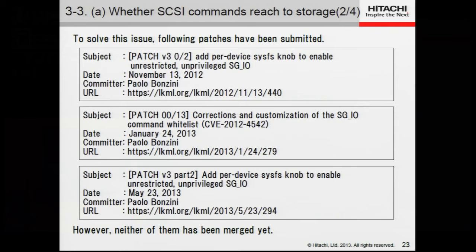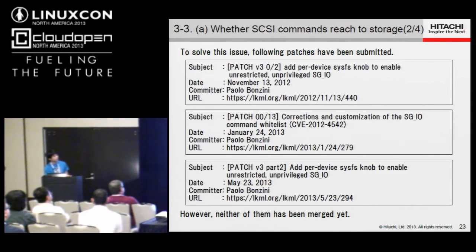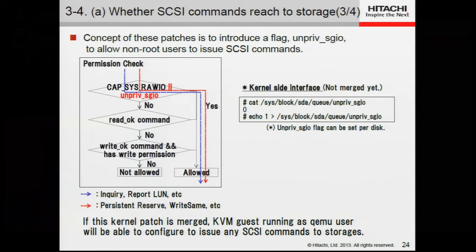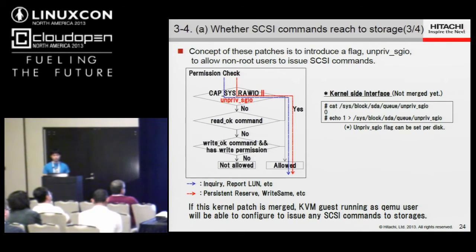To solve this issue, the following patches have been submitted by Mr. Paolo Bonzini since 2012. There have been many discussions about this topic. However, none of them has been merged yet. The concept of these patches is to introduce a flag, unprivileged SGIO, to allow non-root users to issue SCSI commands. The concept is very simple: if this flag is set, all SCSI commands can be issued to the storage. And this flag can be set per disk by using the sysfs interface. If this kernel patch is merged, a KVM guest running as the QEMU user will be able to be configured to issue any SCSI command to storage.